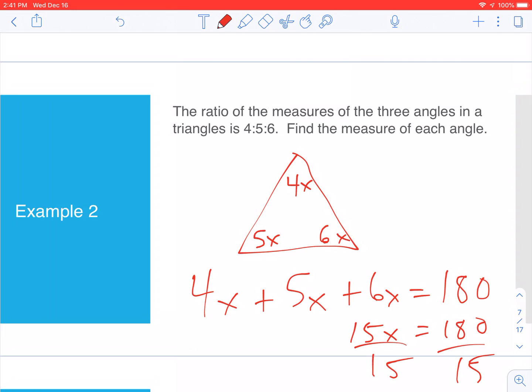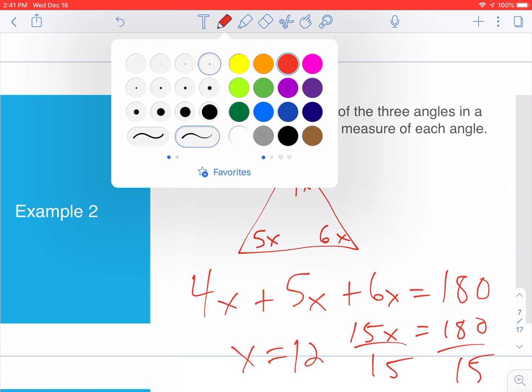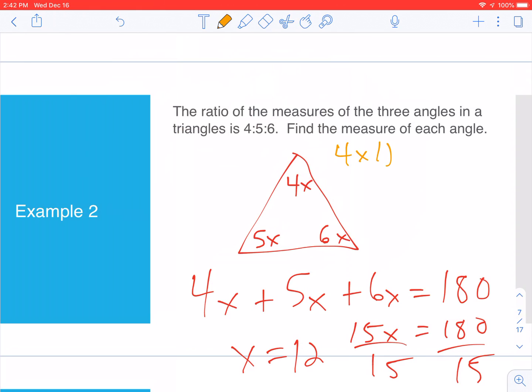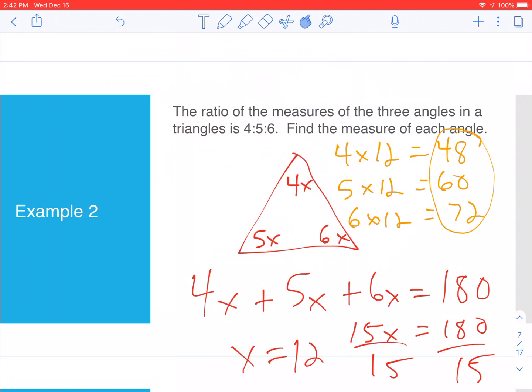Divide both sides by 15. x will equal 12. And now it says find the measure of each angle. So if I do 4 times 12, I get 48. If I do 5 times 12, I get 60. And if I do 6 times 12, I get 72. So those are my 3 angles. I took 12 and plugged it in for x. If you check your work and add up all those angles, you will get 180. So that's one type of problem we do.